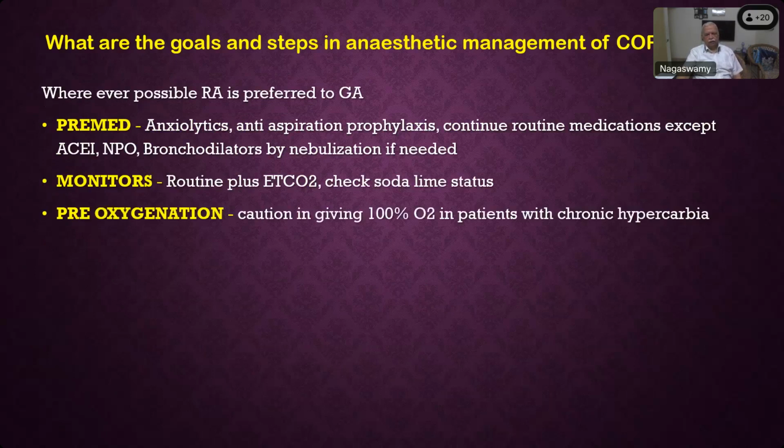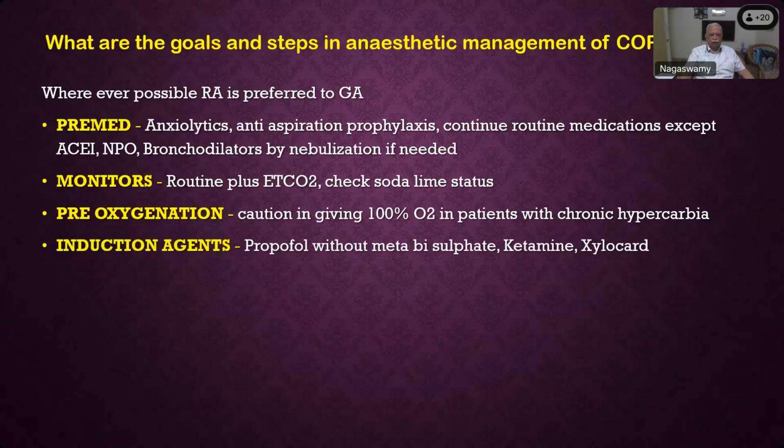Pre-oxygenation, caution in giving 100% oxygen, especially in chronic bronchitis patients who are in type 2 failure, where they are surviving mainly because of the CO2 stimulation. Not in very severe cases, as I showed in the earlier cases in the slide. So too much of oxygen will make them less responsive to this. The breathing may sometimes stop totally. Induction agent of choice, propofol without metabisulfite.